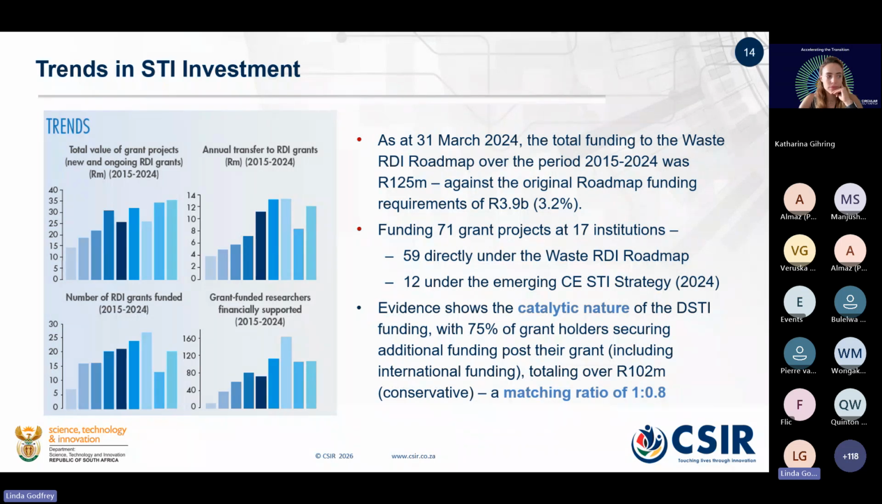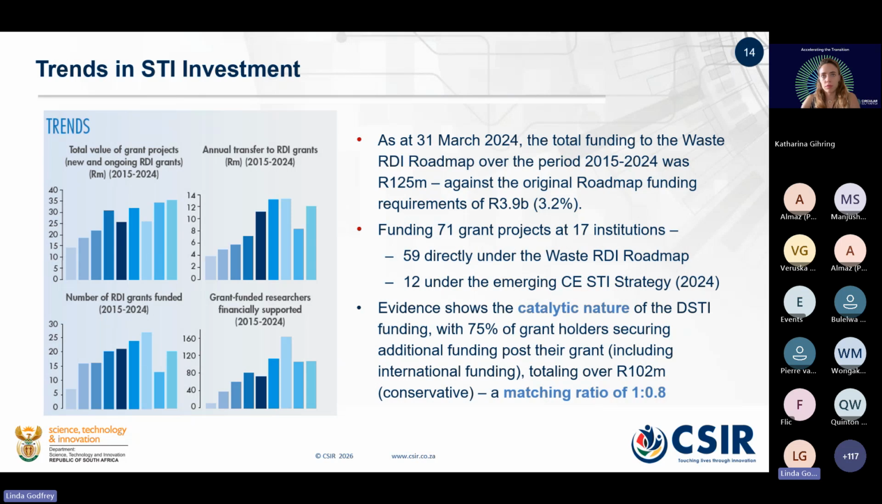A total of 71 grant projects awarded to 17 different public research institutions, universities and science councils. 59 of those directly under the Waste Roadmap. 12 were during this period in between the Waste Roadmap and government's new circular economy strategy.